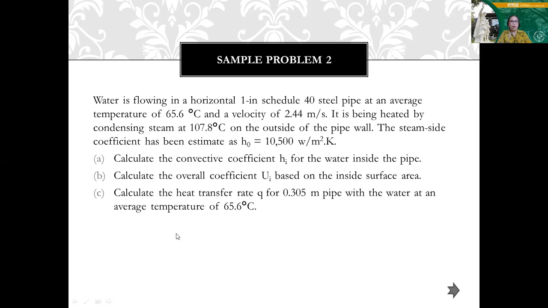The third requirement is to determine the heat transfer rate for a length of pipe of 0.305 meters, having the same water flowing inside it at a temperature of 65.6 degrees Celsius. So this is our problem, and we will use the Jamboard in writing the given information, the required, and how we're going to find the solution to the same problem.